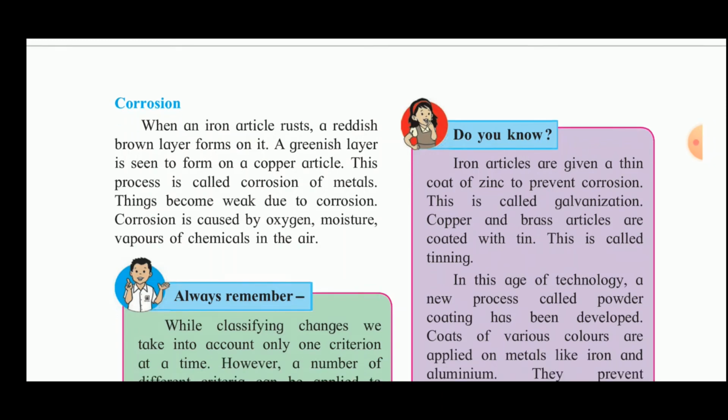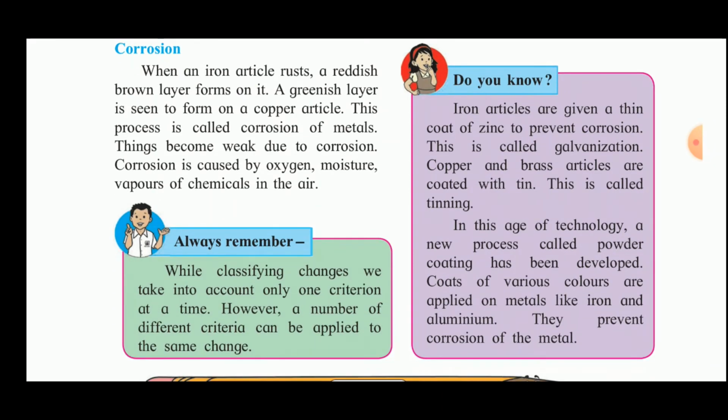So, iron articles are given a thin coat of zinc to prevent corrosion. This is called galvanization. Copper and brass articles are coated with tin. This is called tinning. In the age of technology, a new process called powder coating has been developed. Coats of various colors are applied on metals like iron and aluminium. They prevent corrosion of the metal.